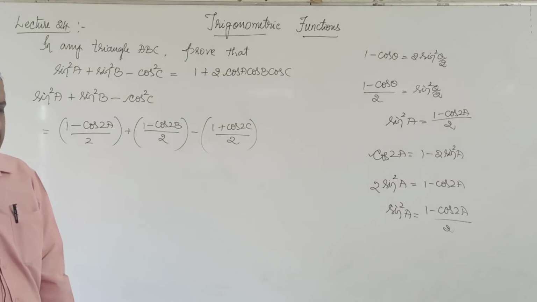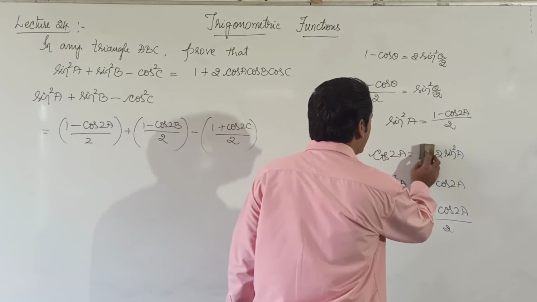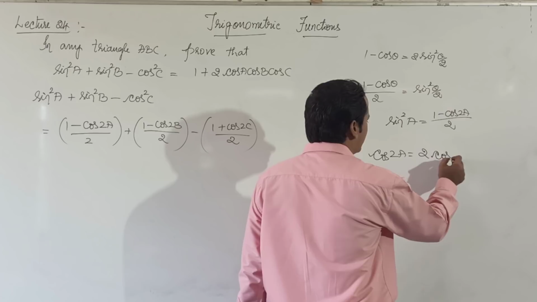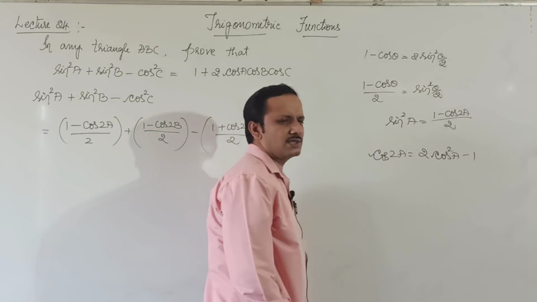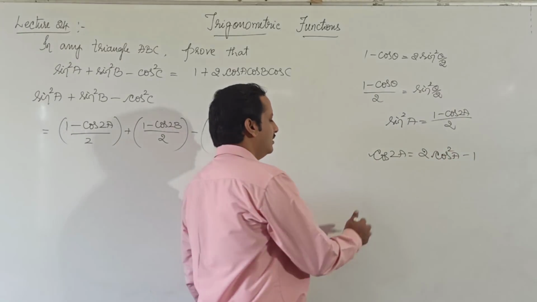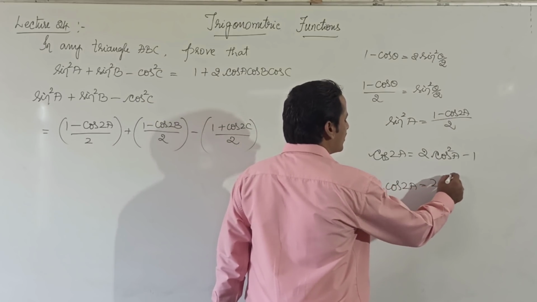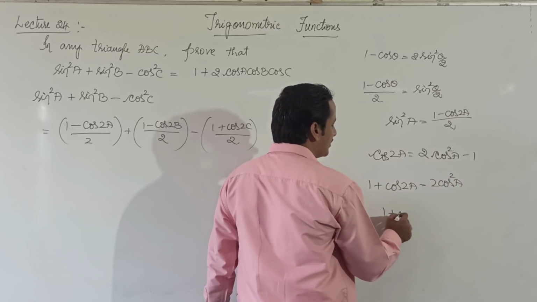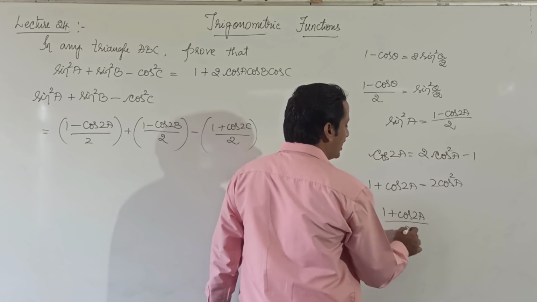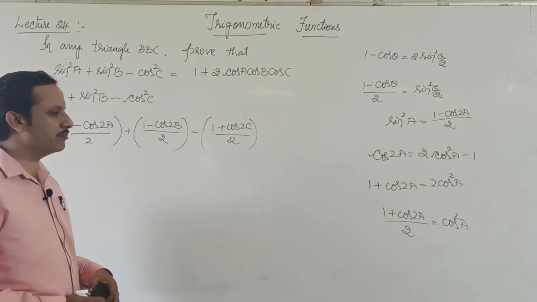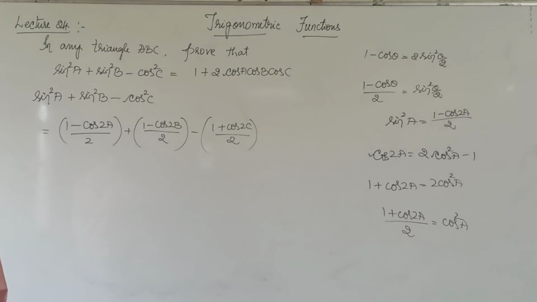But what about cos square C? See, for cos 2A we know another formula. What is that? Now we have several formulas. Among them, one of them is this also. 2 cos square A minus 1. Now bring minus 1 to this side. That means 1 plus cos 2A is equal to 2 cos square A. Means 1 plus cos 2A divided by 2 is equal to cos square A. So cos square A can be written as 1 plus cos 2A by 2. Here we have cos square C. I am writing that as 1 plus cos 2C by 2.